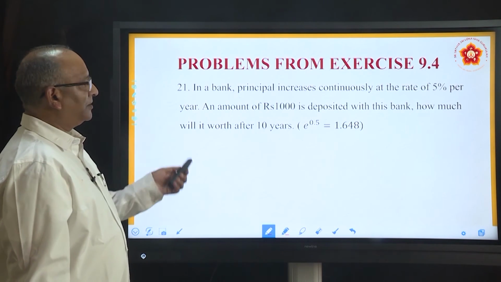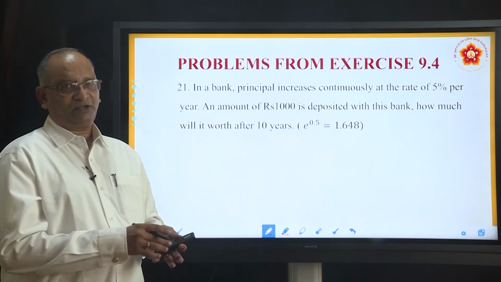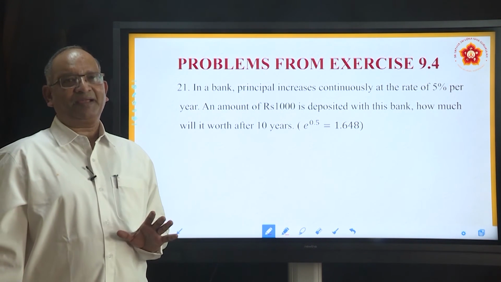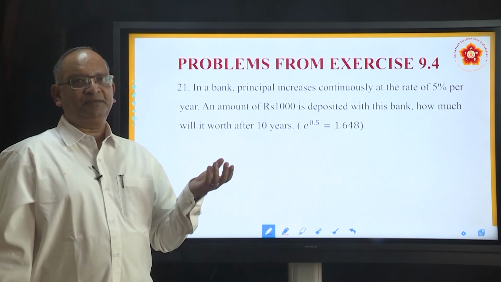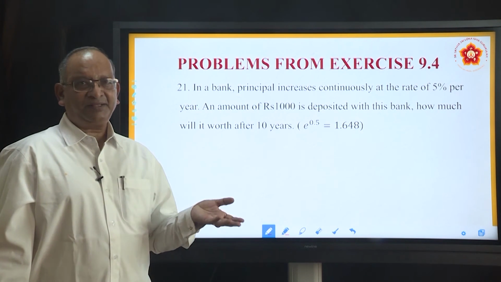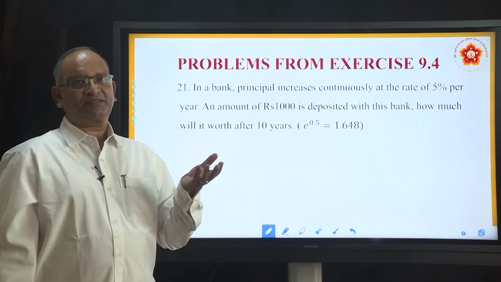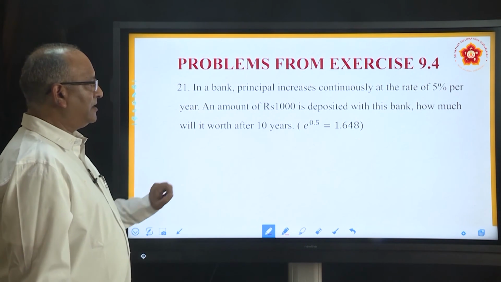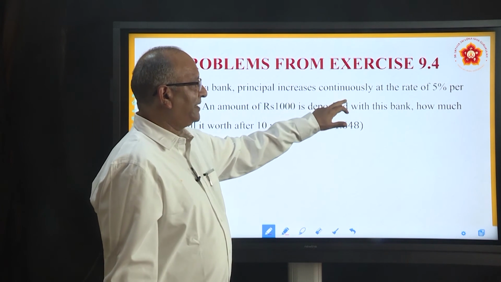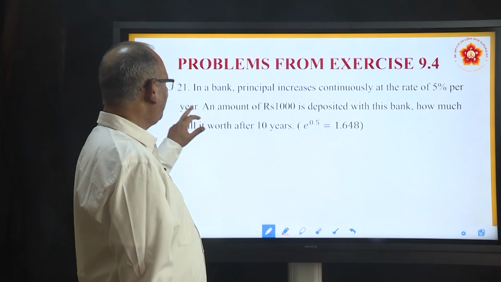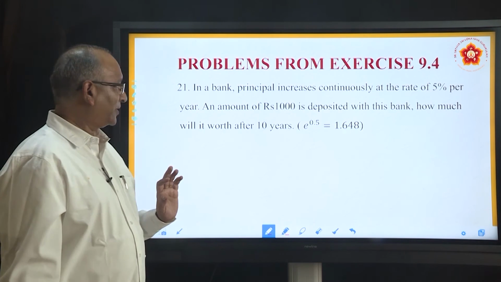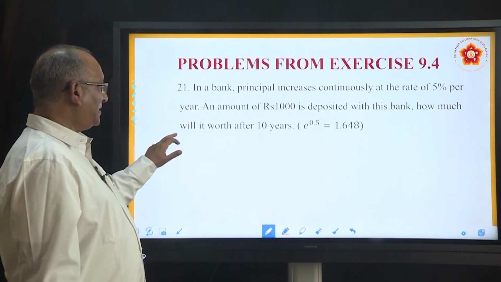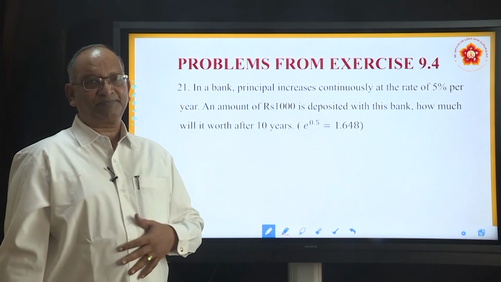Now, question connected to banking. What is the question? Again remember, whenever we are doing a problem on banking, you have to recollect the simple banking things which you have studied about simple interest, compound interest, etc. So let us see this problem. In a bank, principal increases continuously at the rate of 5% per year. An amount of 1000 is deposited with this bank. How much will it be worth after 10 years?